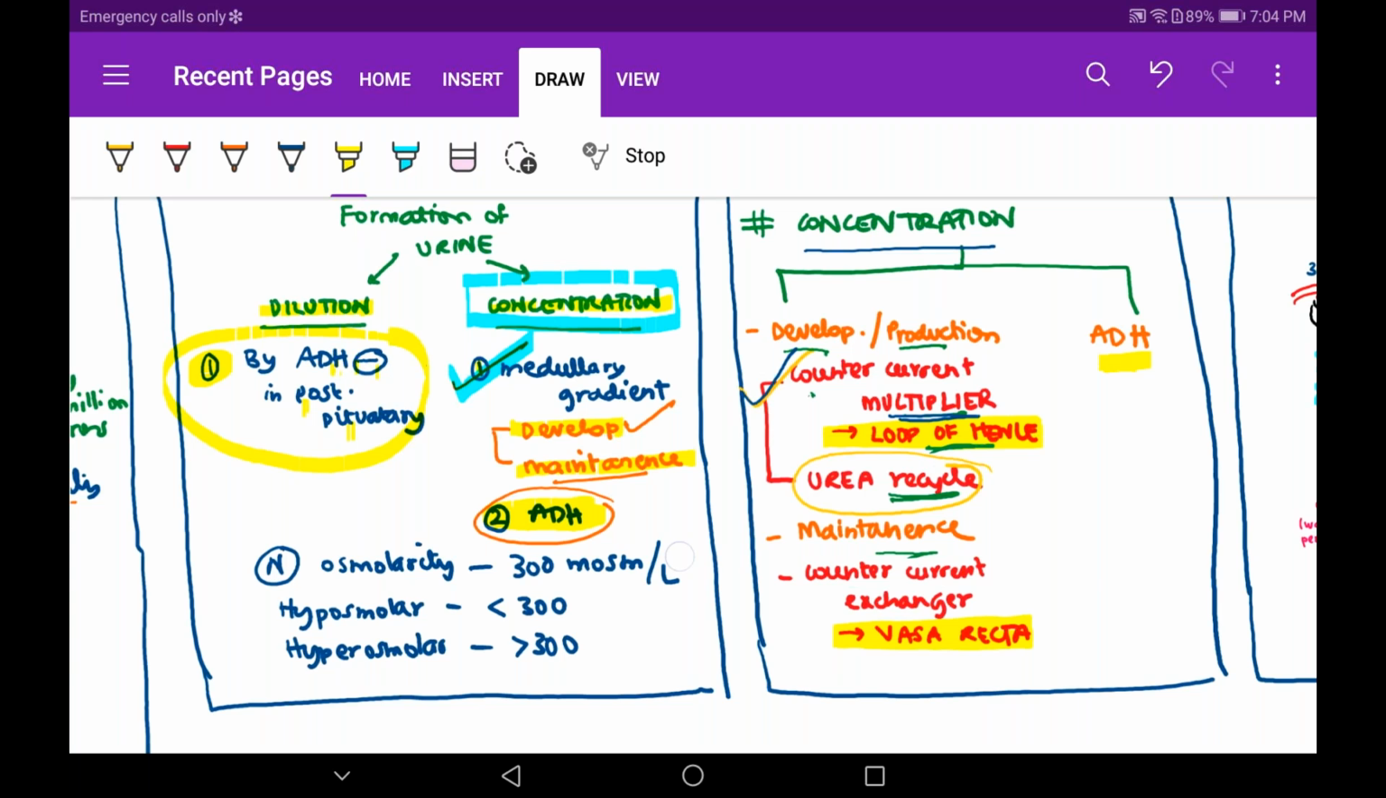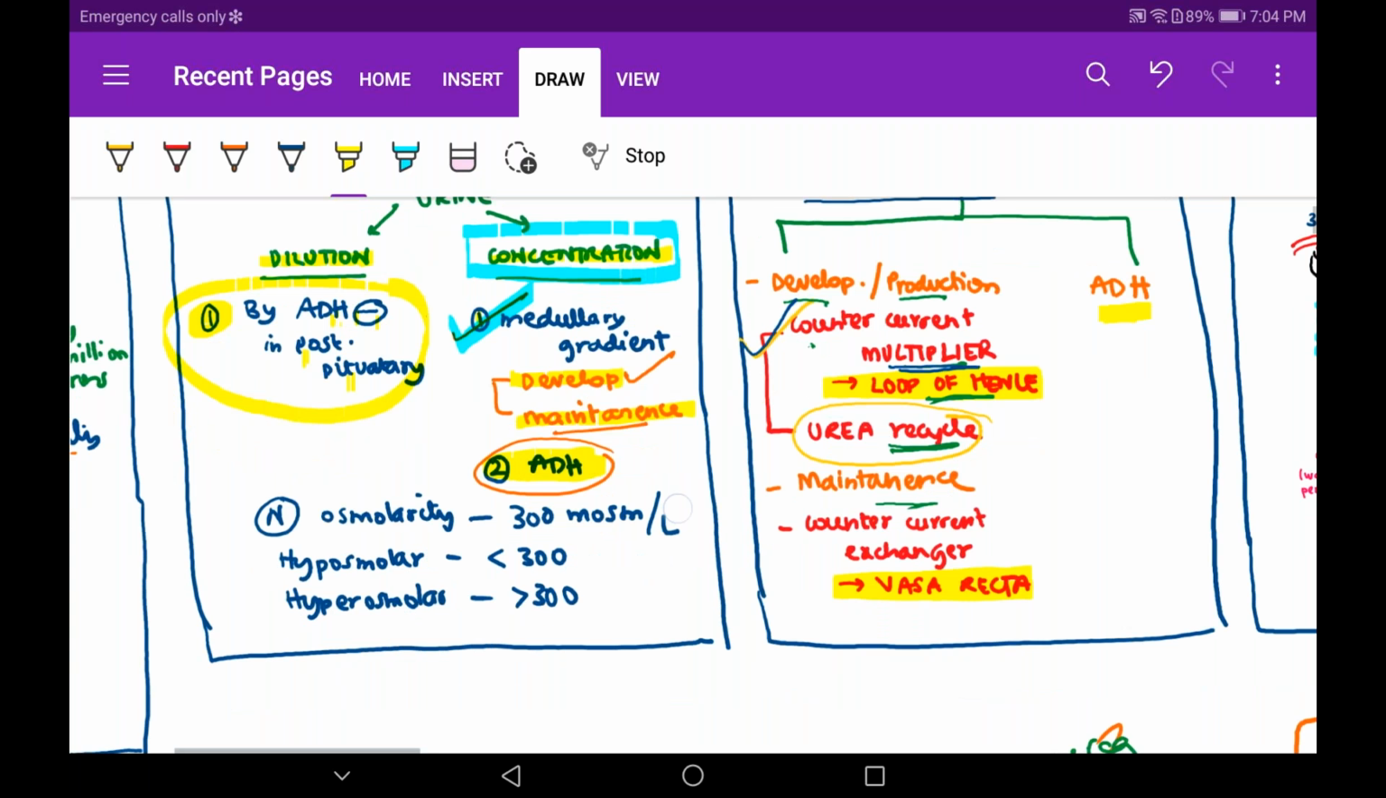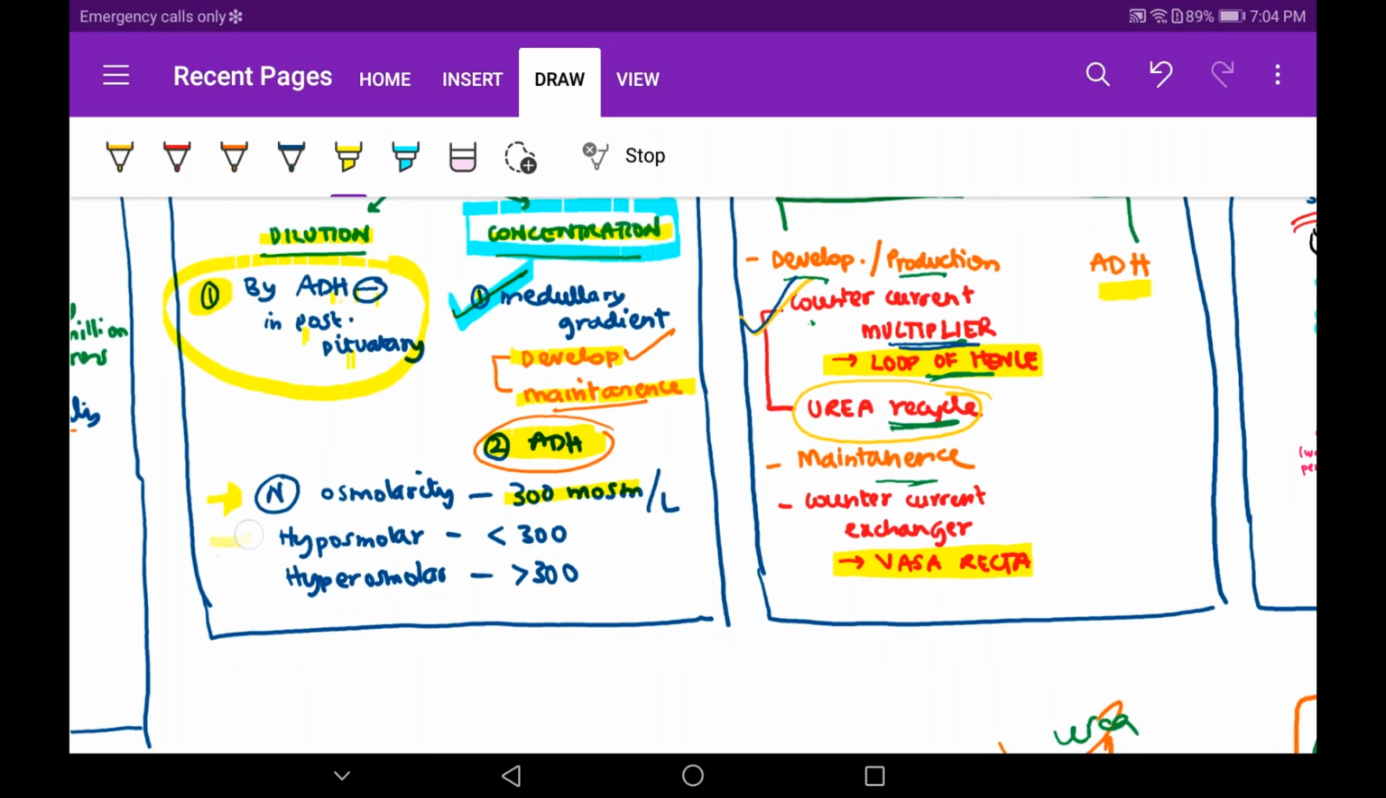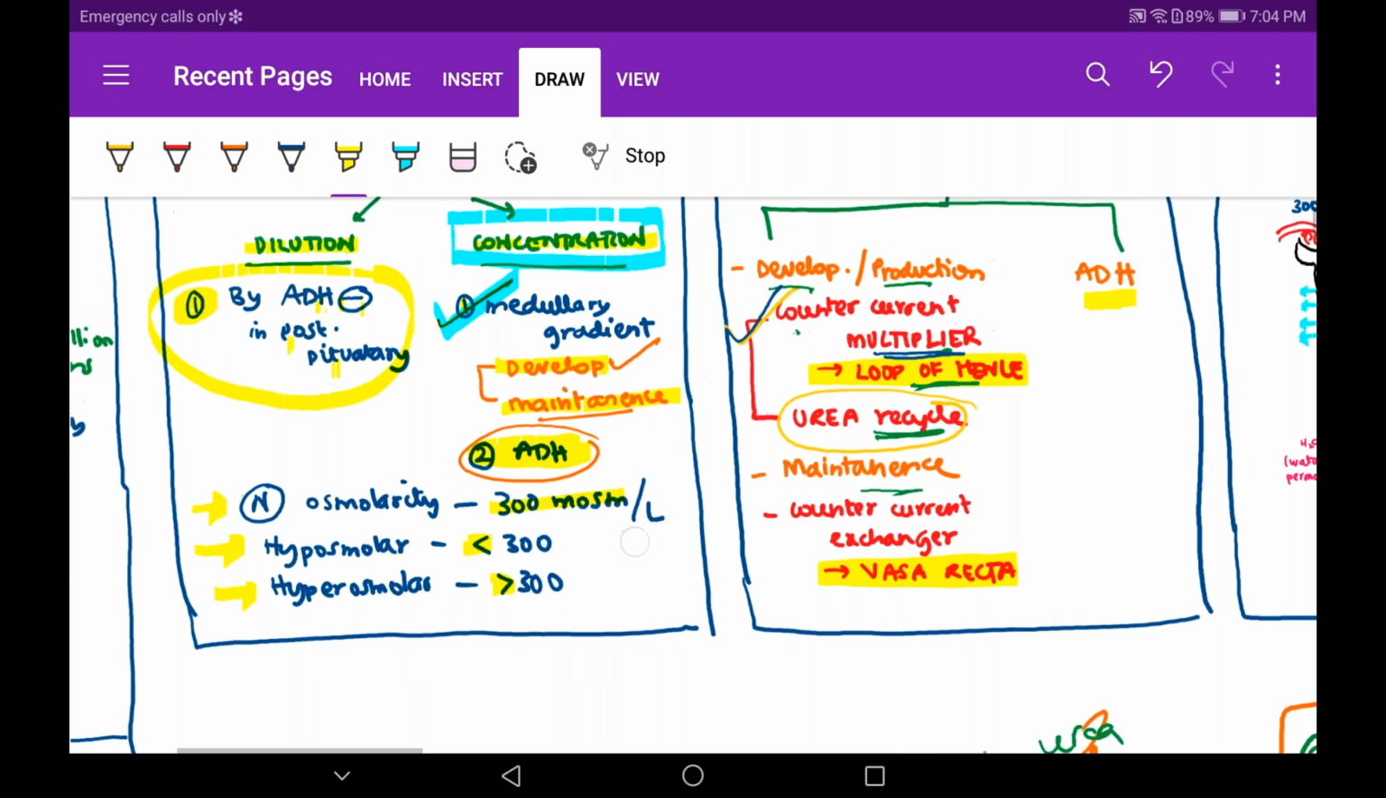So now, you have to write in the paper like this. Normal osmolarity is 300 milliosmoles. Hypoosmolar means less than 300. Hyperosmolar means more than 300. This you have understood, my friends? Yes. Now, yesterday what I've told you, we will be focusing more on the concentration. So now, we have dedicated another page for concentration solely.